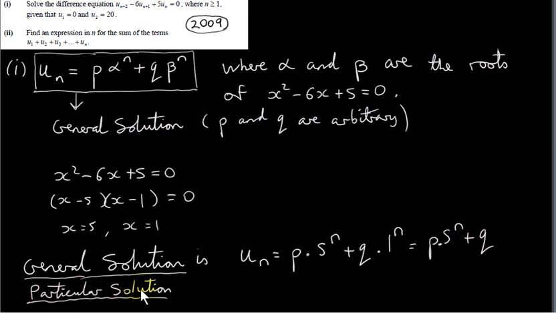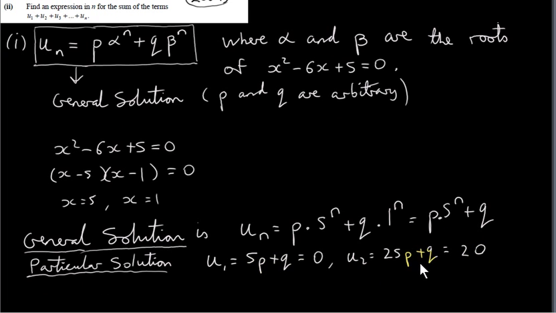Now we have to get what's called a particular solution. And that's where we use values for u that are given here. There are two values of u given. We know that u_1 = 0, so we can start with the general solution and plug 1 in for n. We get p times 5^1, or 5p, plus q equals 0. Then we use the fact that u_2 is 20. So we plug 2 in for n into the general solution, so we have p times 5 squared, well that's 25p, plus q, and we're given that that's equal to 20.